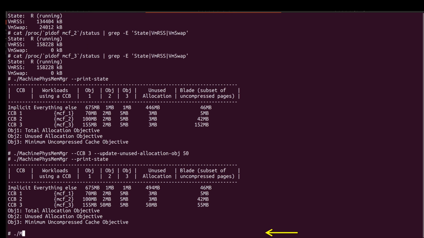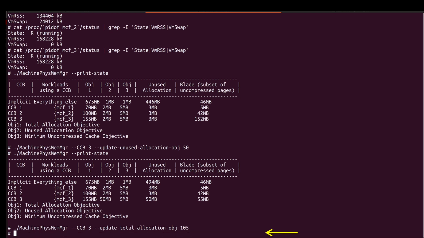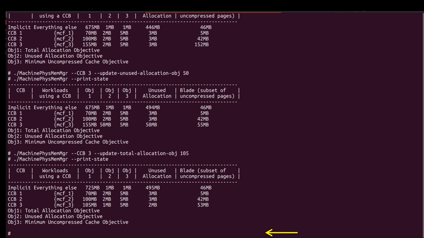DMU enables fast machine physical memory deallocation. Here, we deallocate 50 megabytes from control block 3 by reducing its total allocation objective down to 105 megabytes. Deallocation is fast because it only involves simple subtraction and addition operations on the control block fields. All deallocated memory is tracked collectively by control block 0. As you can see, objective 1 of control block 0 increases by 50 megabytes.